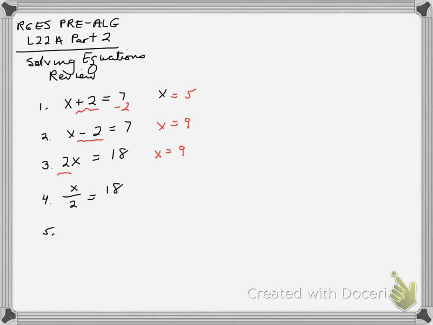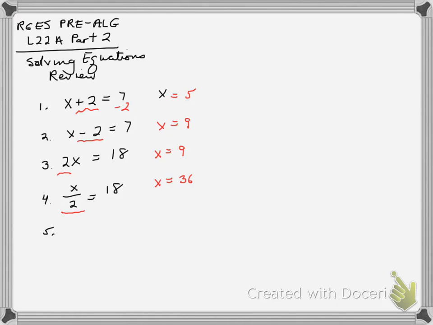And finally, right now, I'm dividing by 2. I want that to go away so that I end up with x equals, and the opposite of divide is to multiply. 18 times 2 is 36.